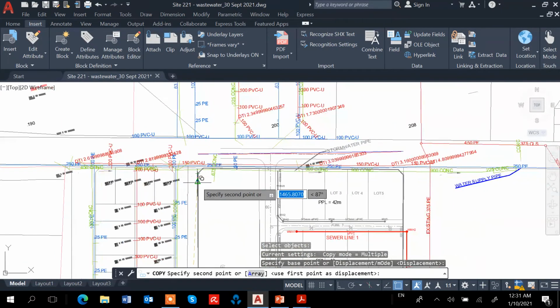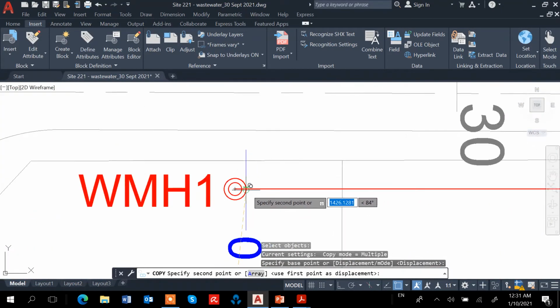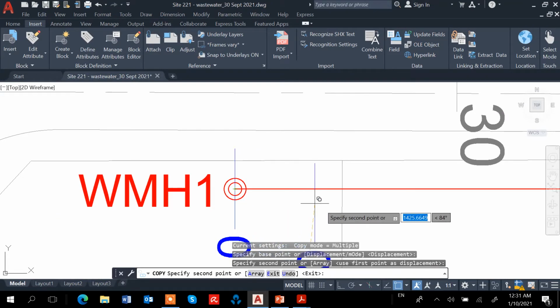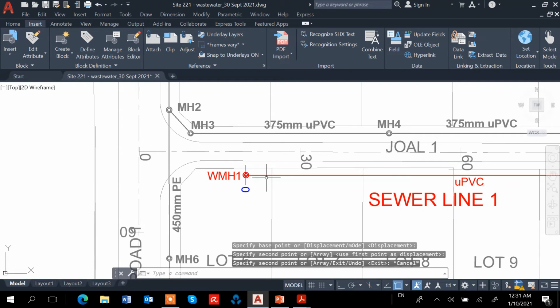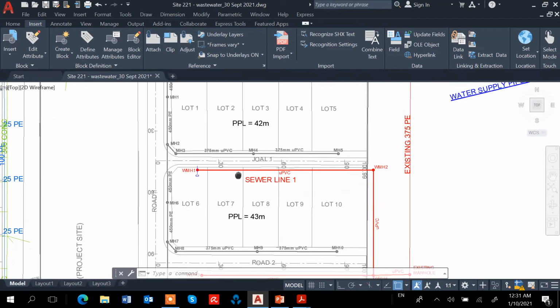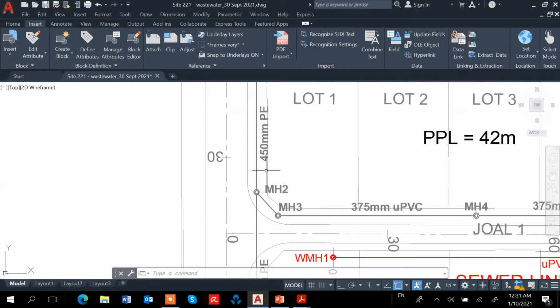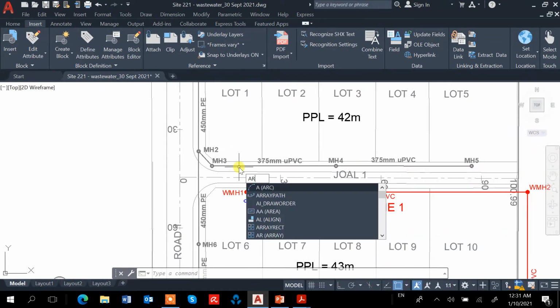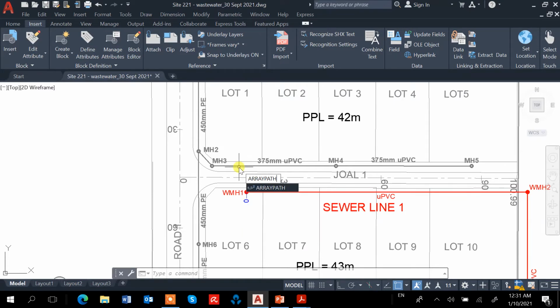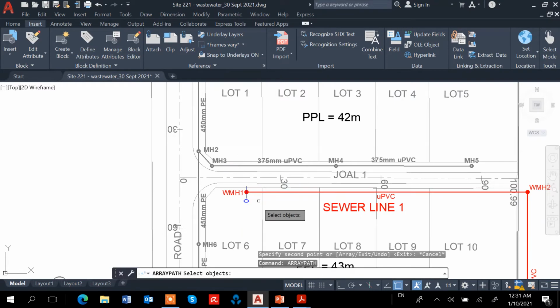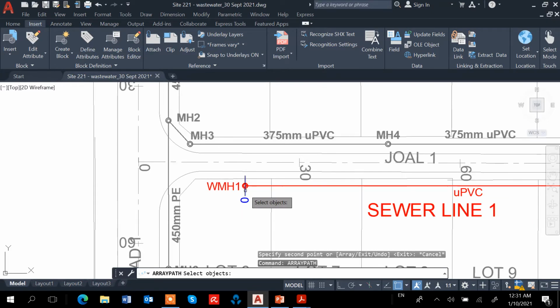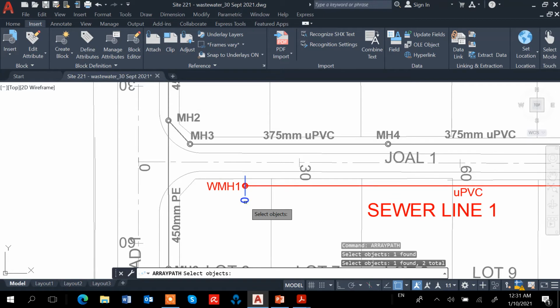I'm just going to put it here. Okay, so I'm going to do the array path. I'm going to cover the whole line, from here until the existing manhole. So I'm going to do array path, path. Okay, so enter, and then I'm going to array path this small piece of the distance markers. Okay, and select object all done.